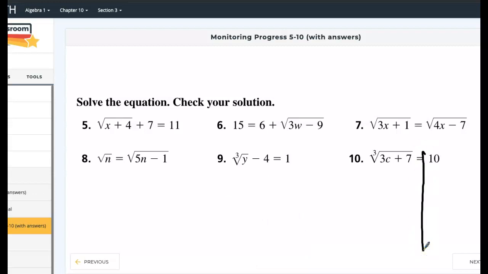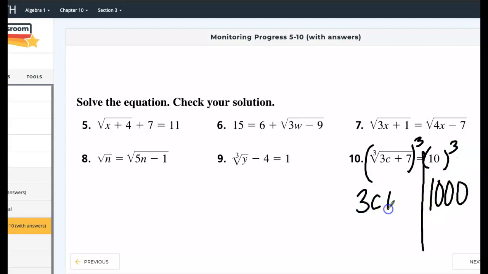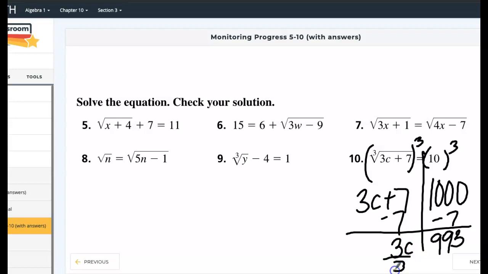You gotta cube it. Cube 10. So it equals 1,000. And I'd have 3c plus 7 minus 7 equals 993. And then divide by 3, equals 331. Thumbs up if you got 331.